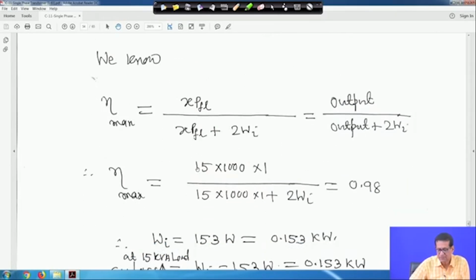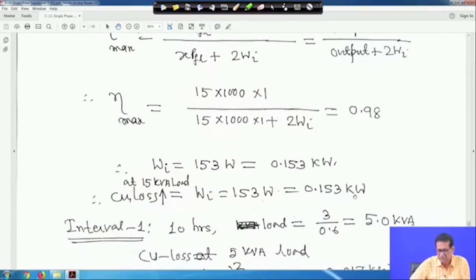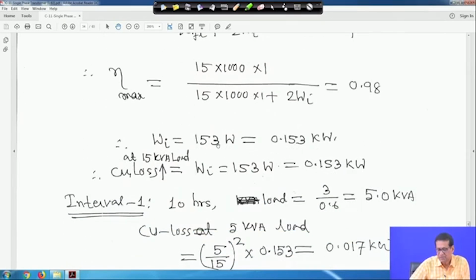Now, output is equal to 15 kVA at unity power factor. So, 15 into 1000 into 1, that is this much watt, because multiplied by 1000. 15 into 1000 into 1, divided by 15 into 1000 into 1 plus 2 Wi, is equal to 0.98, because maximum efficiency is 0.98, from which we will get Wi equal to 153 watt. So, 0.153 kilowatt. Therefore, copper loss at maximum efficiency, where iron loss is equal to copper loss, is 0.153 kilowatt.